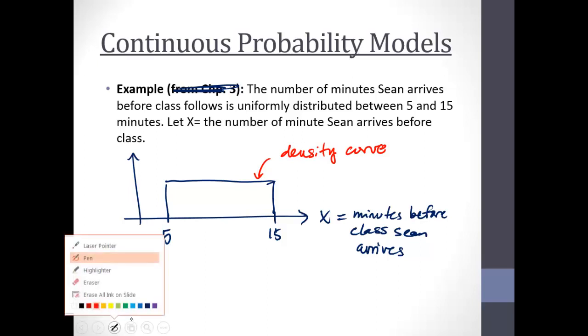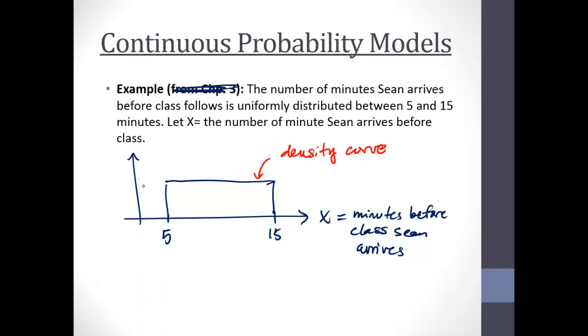Then, a quick quiz here. What is the height of that rectangle? What did you say? Remember, the area under my density curve has to add up to 1. So if I want the area of that rectangle to be 1, what's the height? 0.1, exactly. 15 minus 5 is 10, so I have 1/10, or 0.1, as my height there.